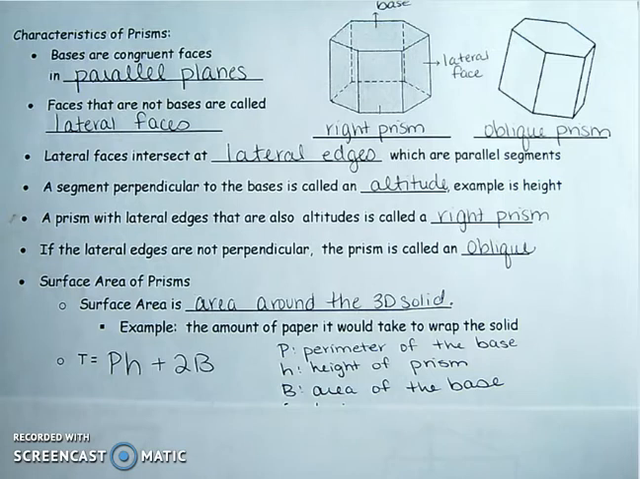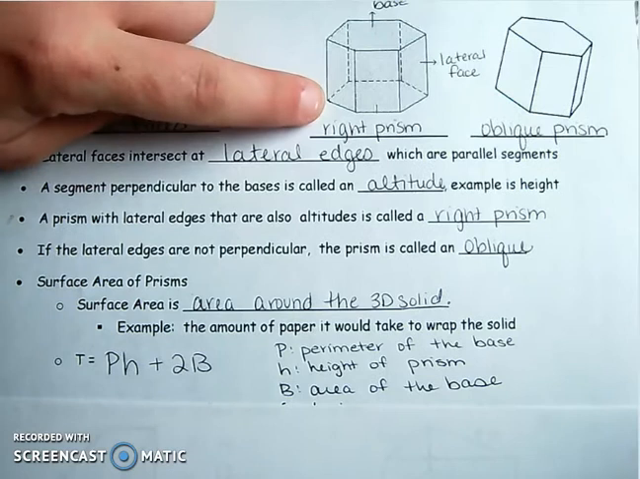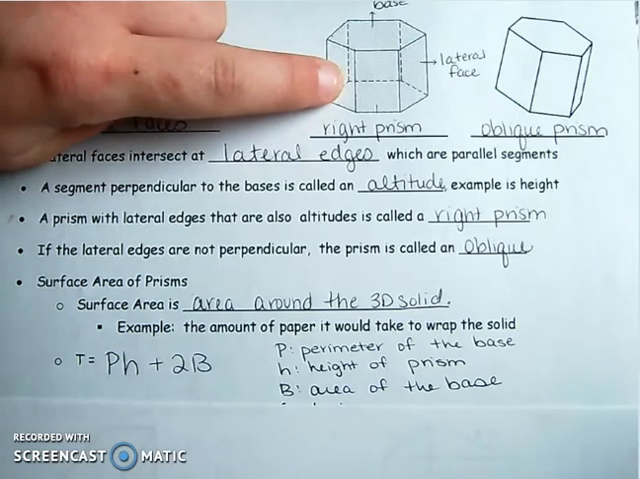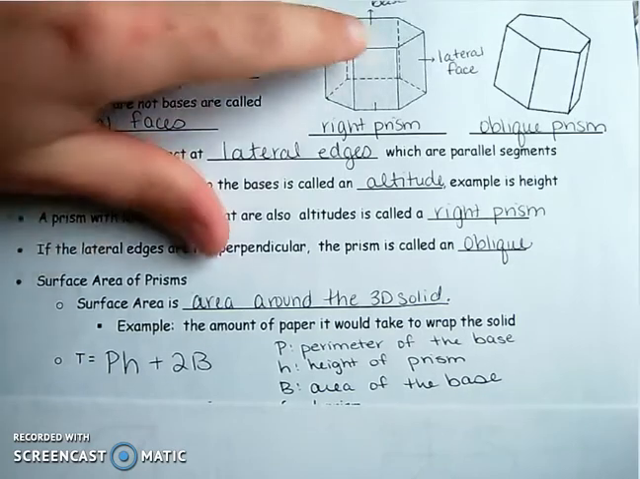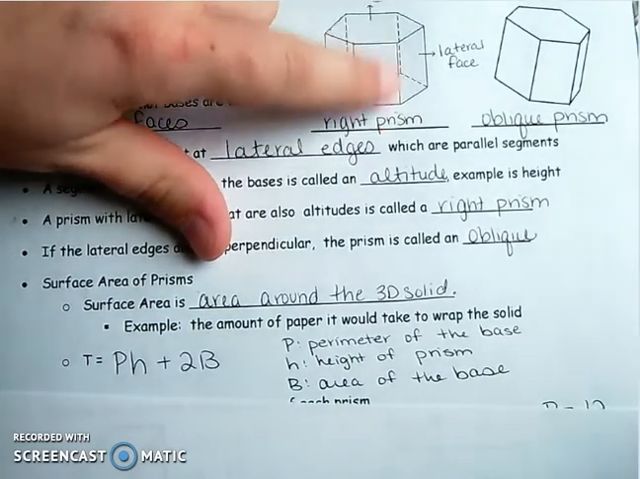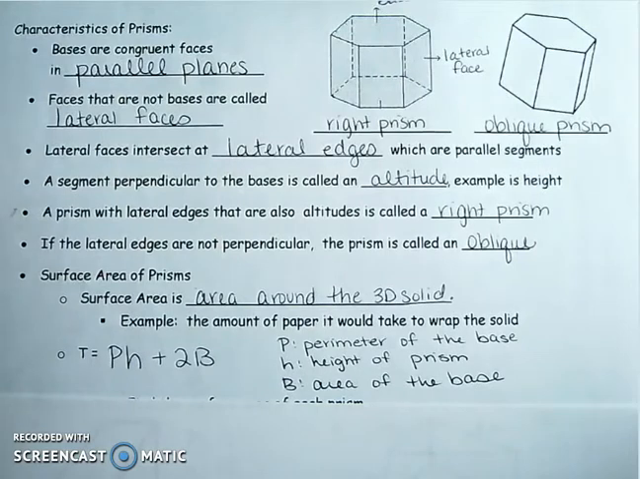P, like always, represents perimeter, but it's only the perimeter of the base. So that would be the perimeter of this hexagon, not these rectangles. H is your height of your prism. So from the base to the base, how high is it? And then capital B is the area of that hexagon, the area of the base.